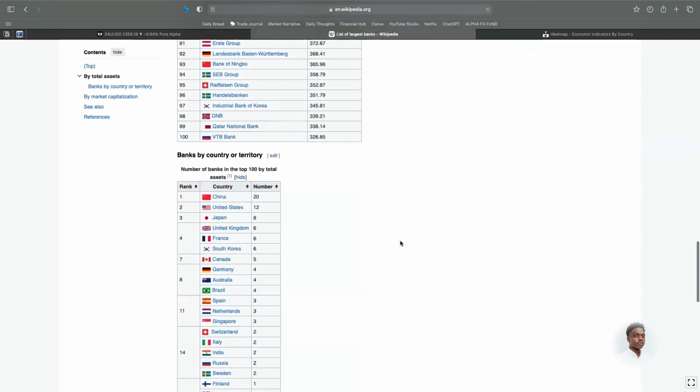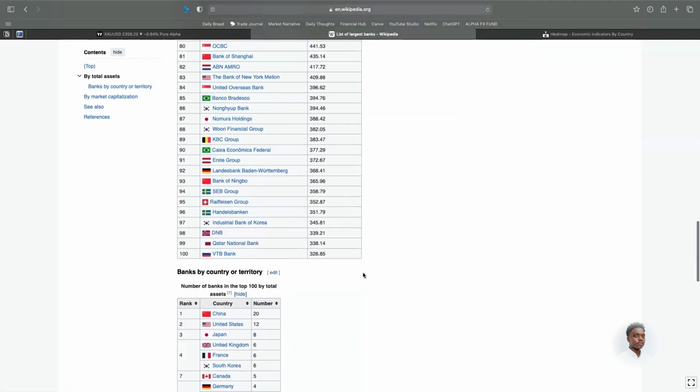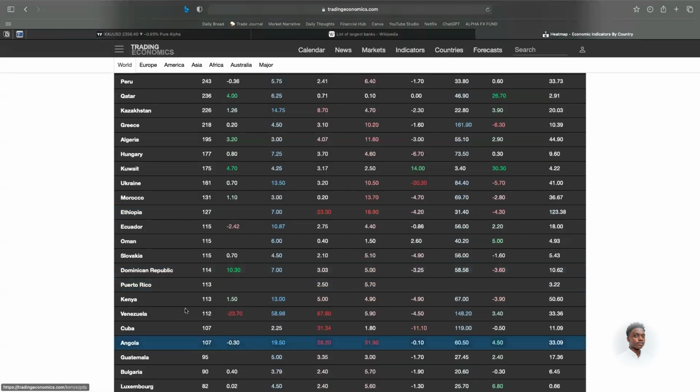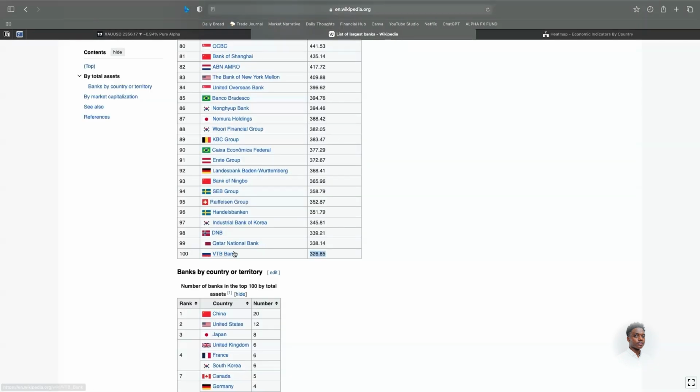If you scroll down and look at number 100, okay, they're still 3 times bigger than Kenya, okay? Remember here, Kenya, we're only at 113 billion. The number 100 bank down there is 326 billion. So that's how big these banks are.